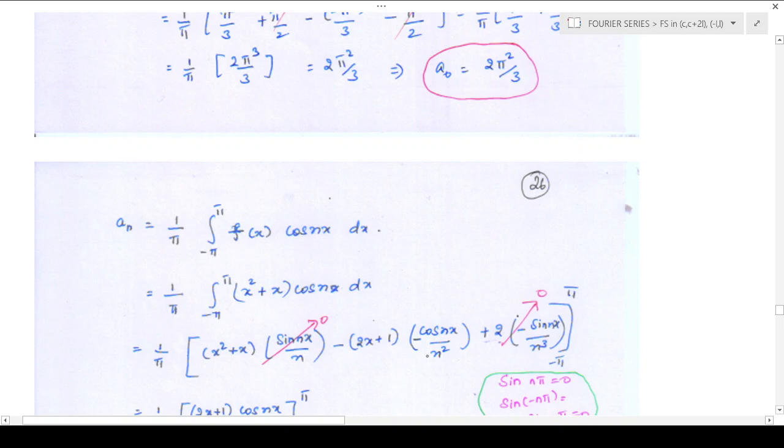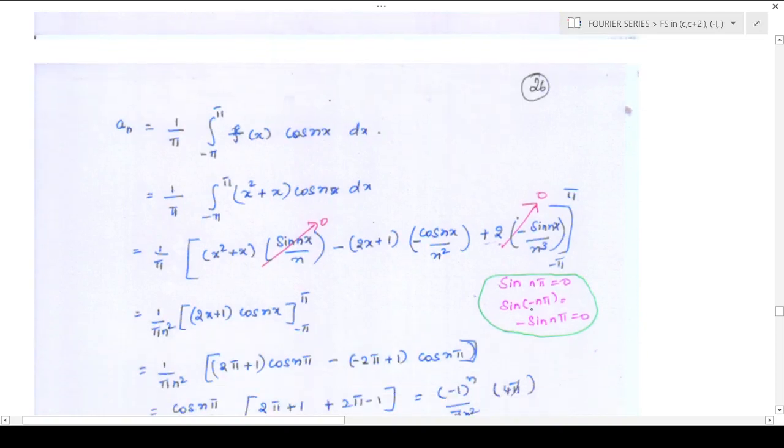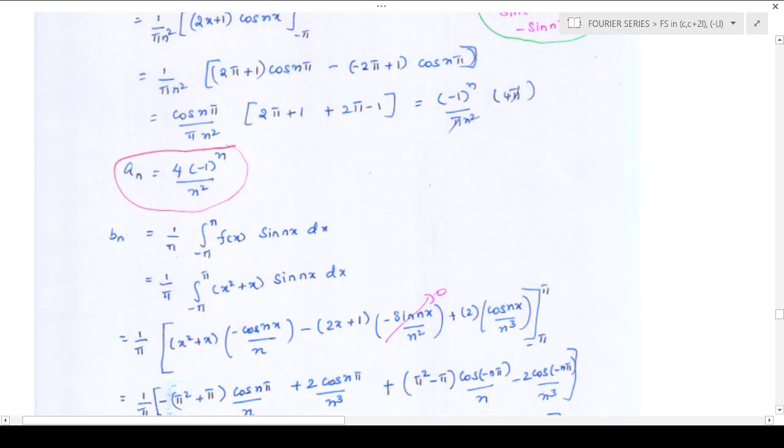Already 1 by n is there, so 1 by n square. Again you integrate cos n x, it is sin n x by n. Already minus 1 by n square is there, so minus 1 by n cube is added to it. As usual, upper limit minus lower limit. Sin n pi, sin minus n pi is also minus sin n pi. So both are 0, the first term and the last term. For the middle term, you are applying the upper limit minus lower limit. Your an is this.